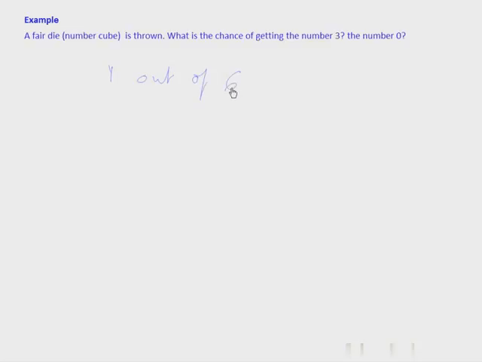The number 0 does not occur on the fair die, so there is really no chance of getting the number 0. So we say the chance of getting the number 0 is 0 out of 6, or just simply 0. Which means there is no chance of getting the number 0.